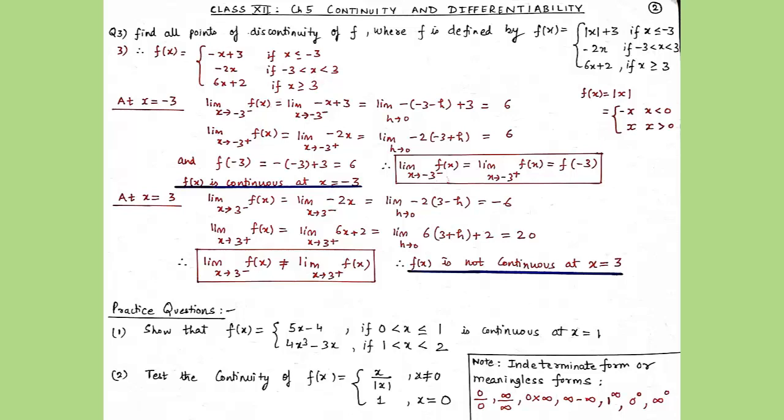And now practice these two questions mentioned on your screen and submit the solution. And one more thing, kindly see the note which I have written. Some indeterminate forms, or we can say meaningless forms, are 0 upon 0, infinite upon infinite, 0 into infinite, infinite minus infinite, 1 to the power infinite, 0 to the power 0, and infinite to the power 0. All are meaningless forms in mathematics.